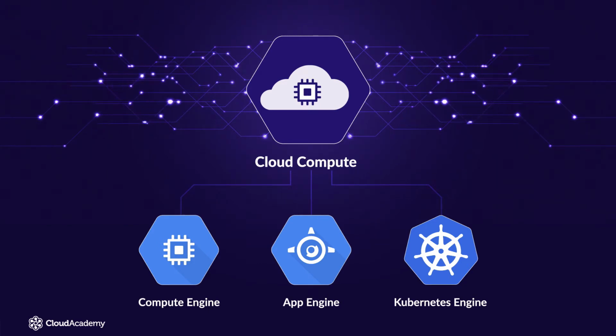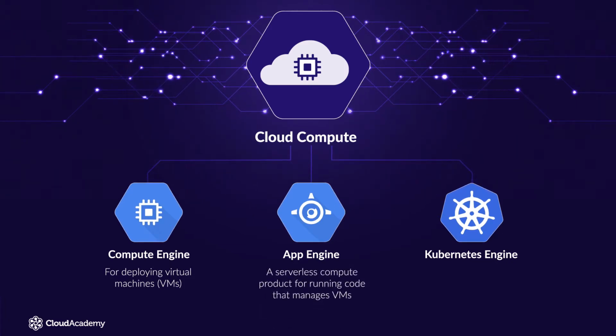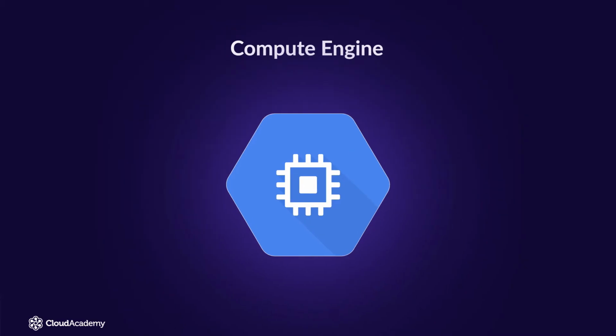I'll start by giving you a quick high-level distinction between these 3 main offerings. So Compute Engine is for deploying virtual machines, or VMs, much like Amazon EC2. App Engine is a serverless compute product for running code without thinking about VMs. And then Kubernetes Engine is for, you guessed it, running Kubernetes workloads for customers that need container orchestration. So let's dig in a bit more on each service, starting with Compute Engine.